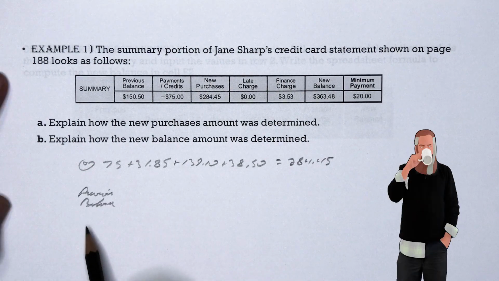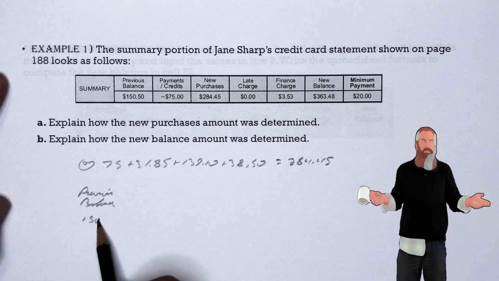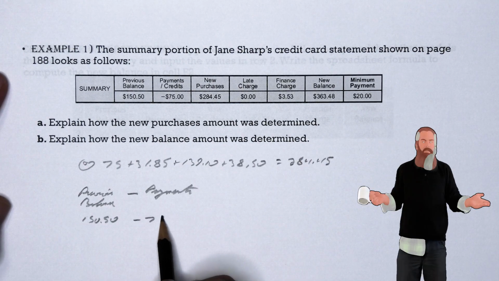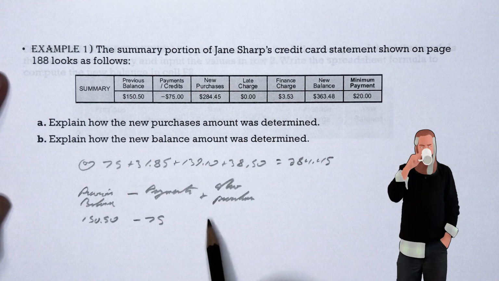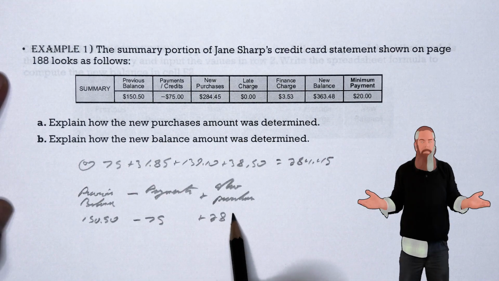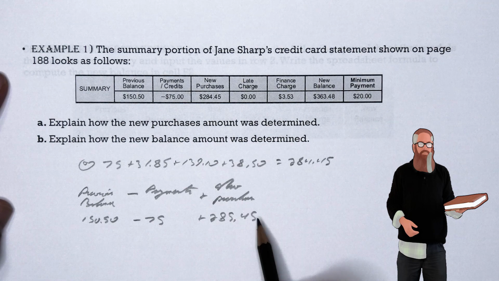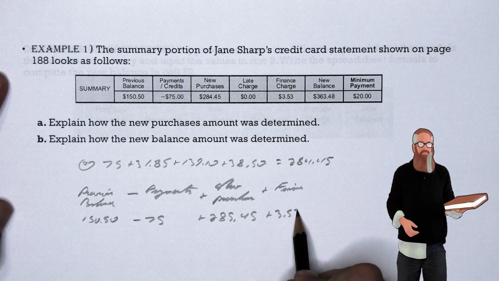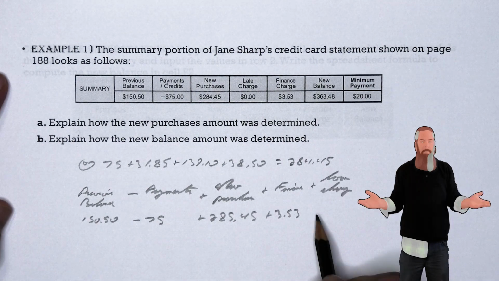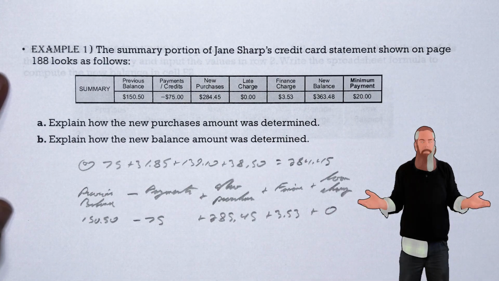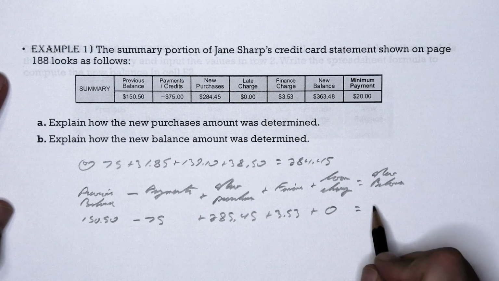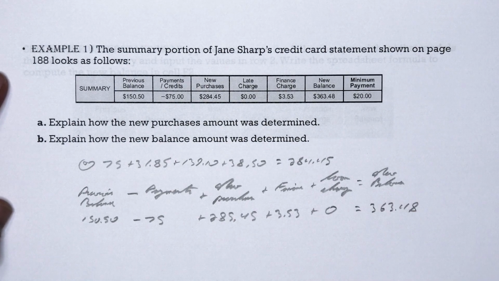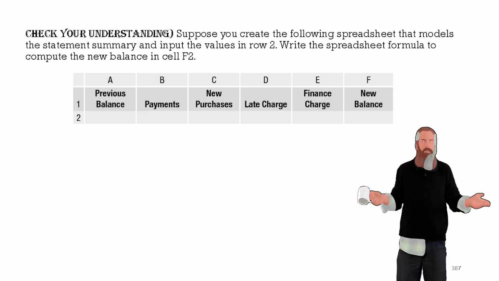That is the previous balance, $150.50, minus payments, which was minus $75, plus new purchases, which was $285.45, plus the finance charges, which were $3.53, plus any loan charges, which in this case was $0. And when these are all added up, this gets us the new balance of $363.48. Now, let's check your understanding.